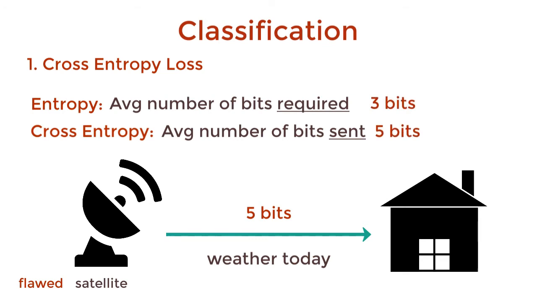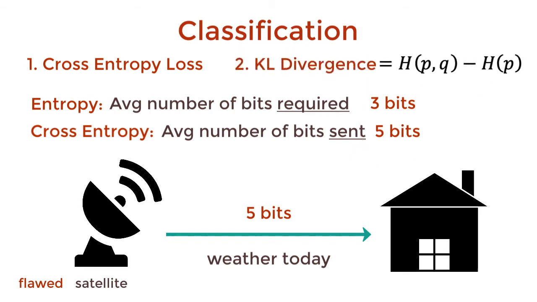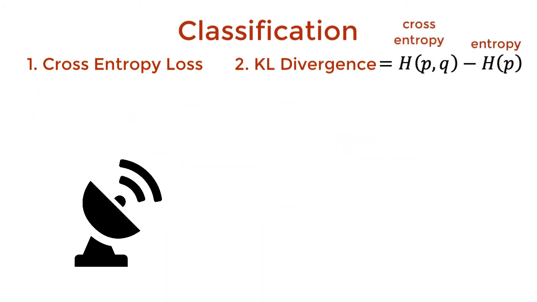This means that we could have had a system that tells us the weather with just 3 bits, but we have a system currently, that is our satellite, that is using 5 bits to do the same thing. Ideally, we want these numbers to be much closer to each other. This 2-bit difference is known as the KL, or the Kullback-Leibler divergence.